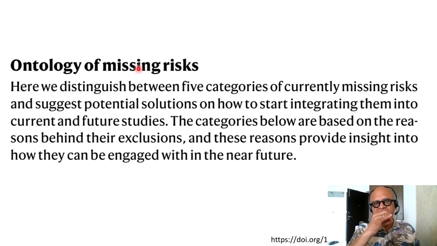Ontology is basically like an evolution through life span, let's say birth, juvenile stage, adult stage, maturity, decay, death, and so on. It's usually used in biology, modeling fisheries, and so on. So here we distinguish between 5 categories of currently missing risks and suggest potential solutions on how to start integrating them into current and future studies.